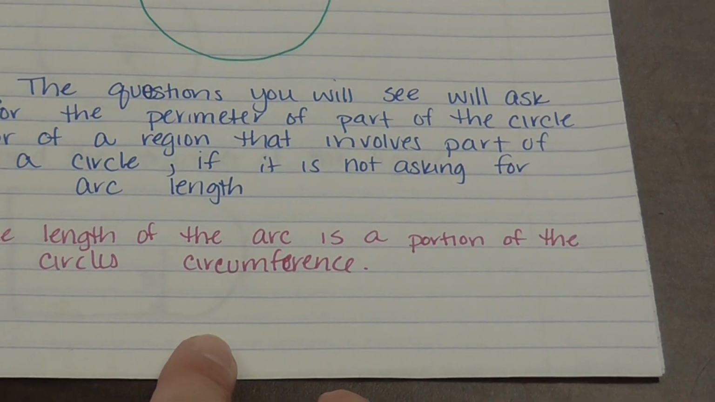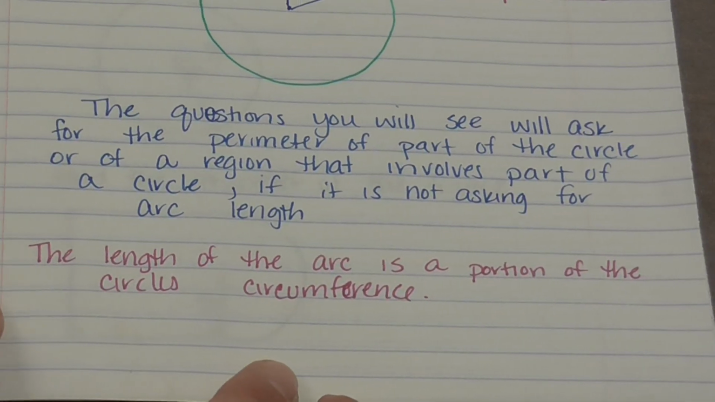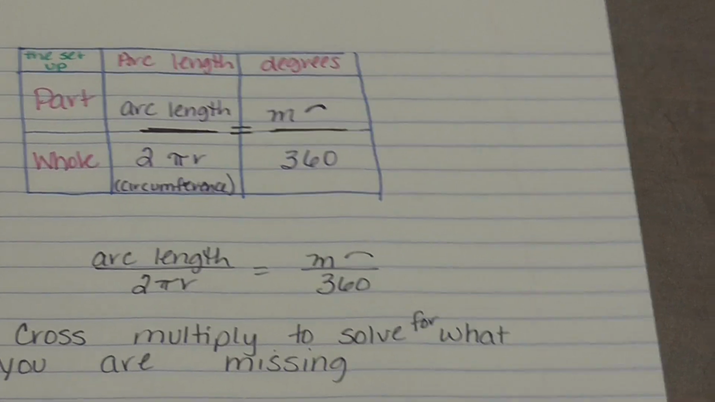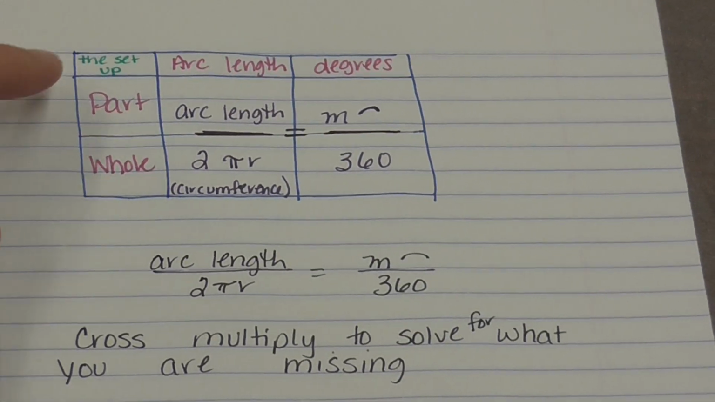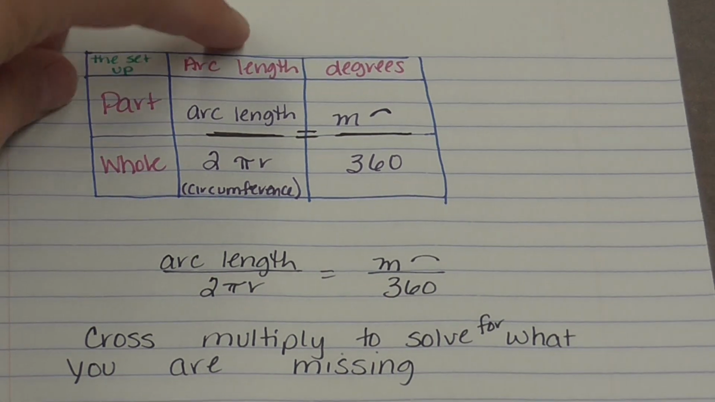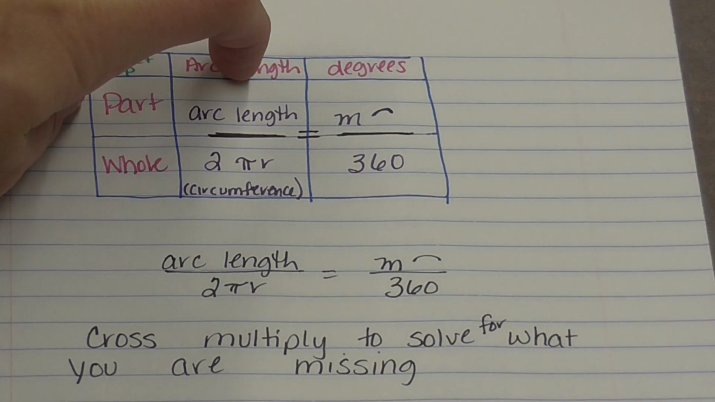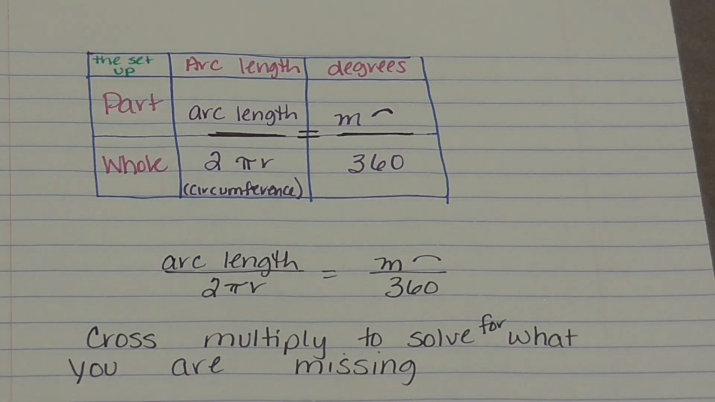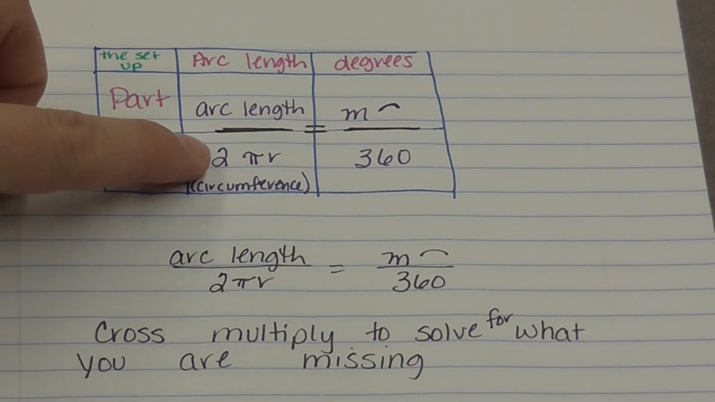The length of an arc is a portion of the circle's circumference. So the way you're going to set it up is like a proportion. When I think of this, I always set it up as part over whole, with arc length on the left side and degrees always on the right side. So you're going to set up your arc length is to your circumference what your angle measure is to the measure of the whole circle, which is 360 degrees.